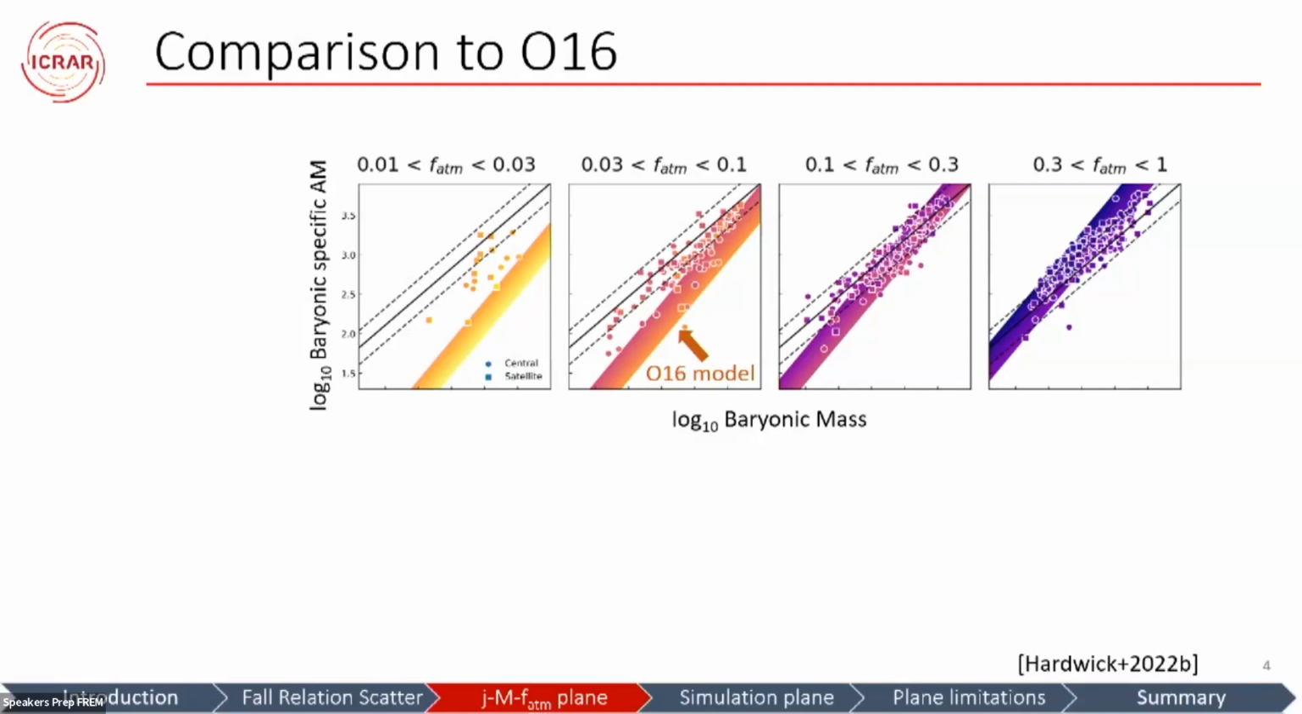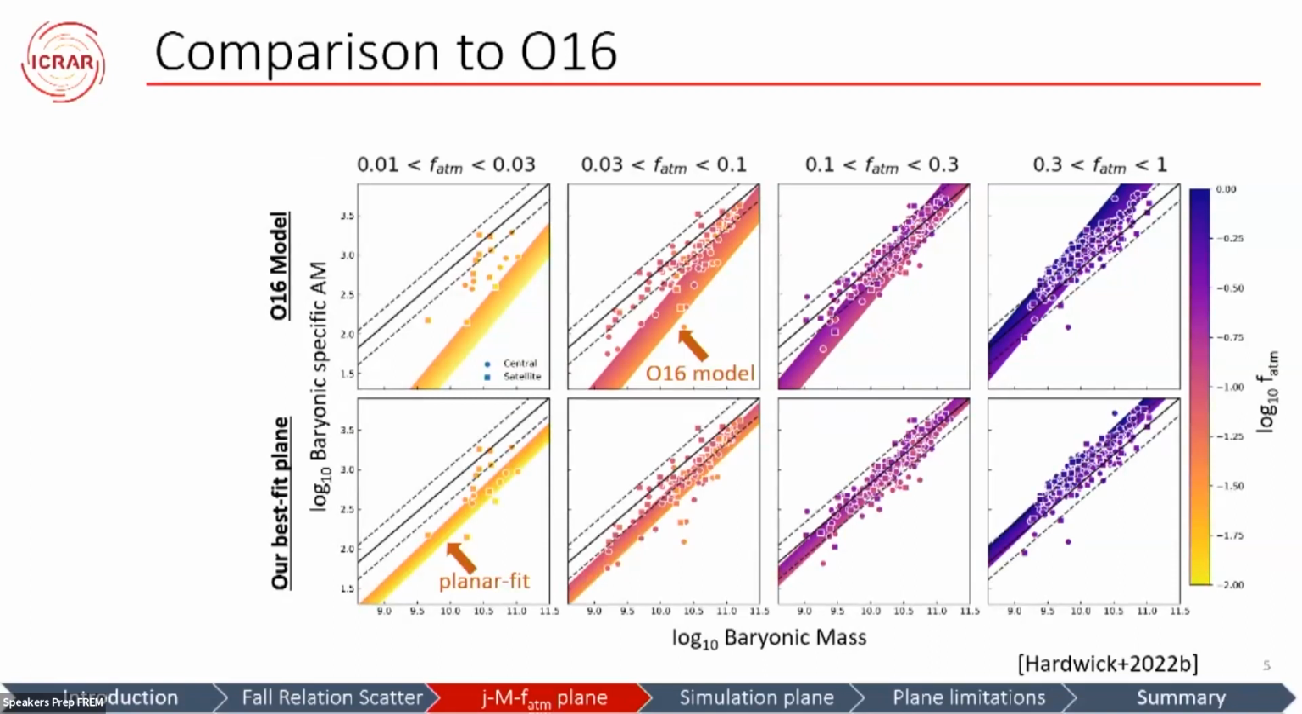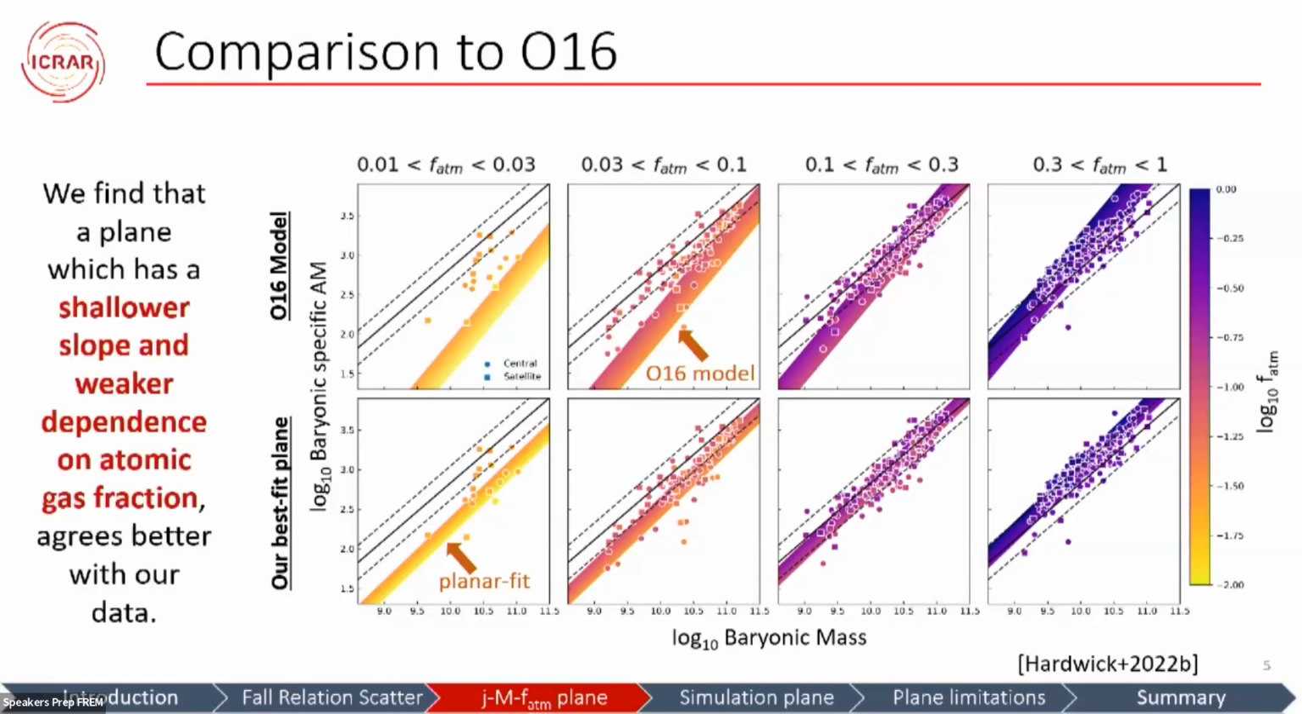So we decided to fit our own planar relationship to this, and we find that in the bottom row there, our planar fit, by construction obviously, fits a lot better with the data, but in particular it's a plane that has a shallower slope and a weaker dependence on atomic gas fraction, which is able to agree better with our data. Now this begs the question, why does our data disagree with this model when plenty of previous works have found agreement with the O16 model?